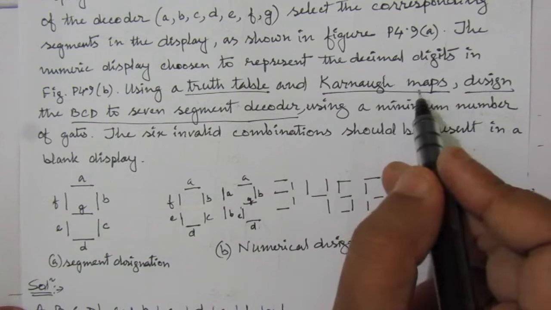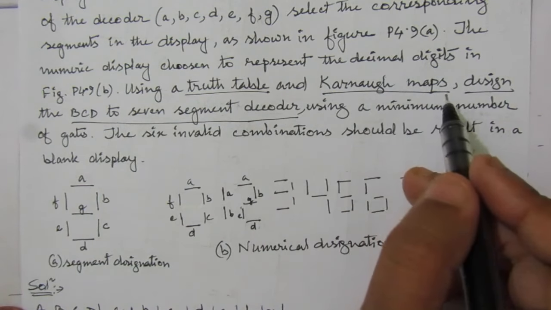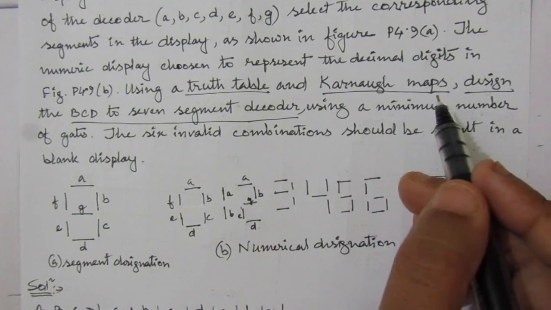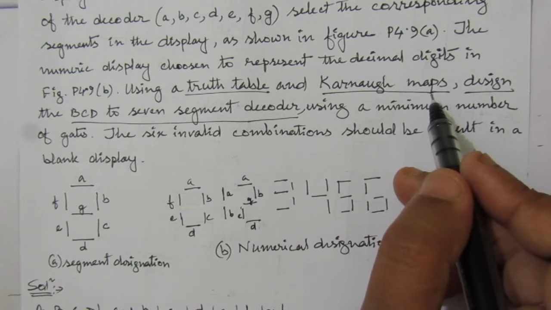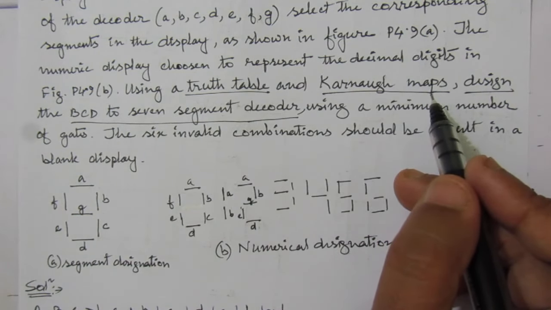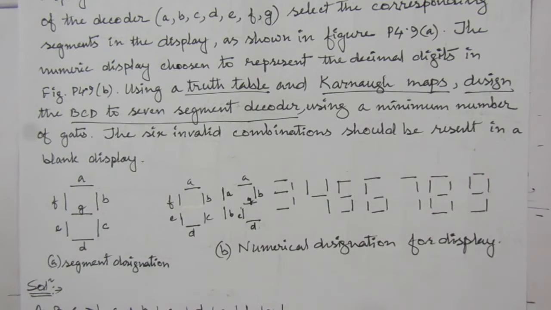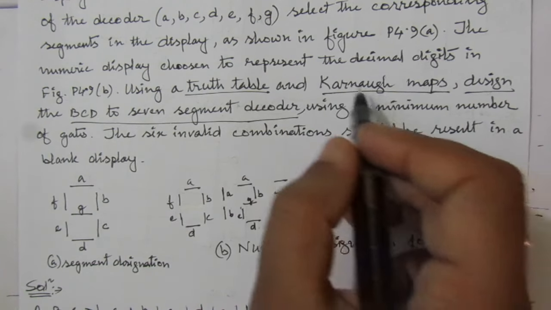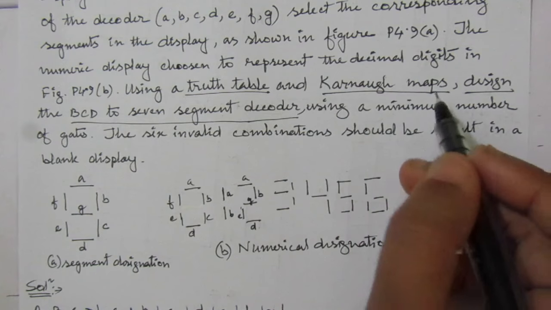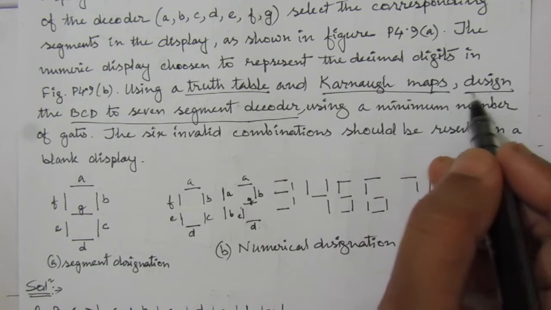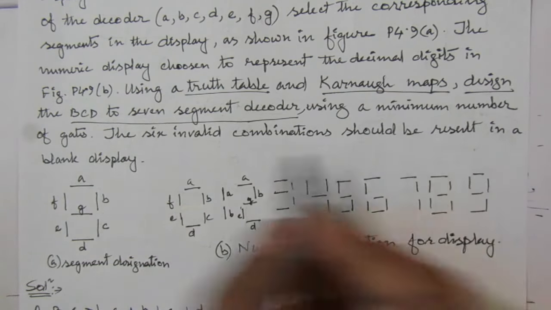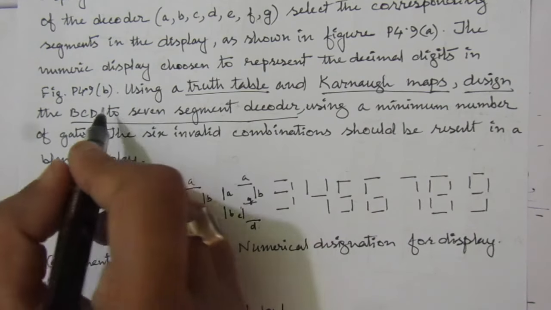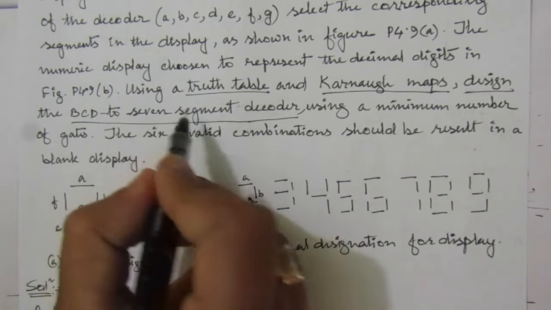Here we can understand that we will use the Karnaugh maps. That is why we will have the most simplified expressions for small a, small b, small c, small d, small e, small f and g. We will have the simplified form only, so that we use the minimum number of gates. After finding the Boolean expressions using Karnaugh maps, we have to design, which means we have to draw the logic circuit for this BCD to 7-segment decoder.